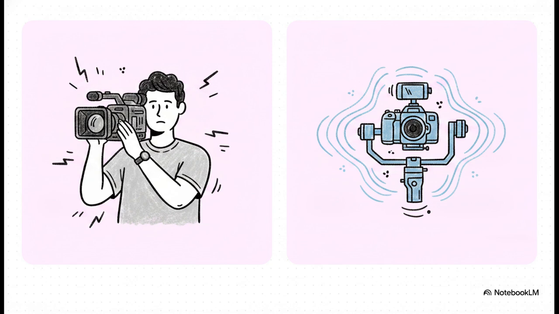But then, in total contrast, we have the gimbal. Gimbals use motors to perfectly stabilize the camera, creating this incredibly smooth, elegant gliding sensation. They're basically magic for travel films, dream sequences, or high-end cinematic tracking shots. But the point is, you have to choose intentionally. What does the scene need? Gritty urgency or smooth elegance?